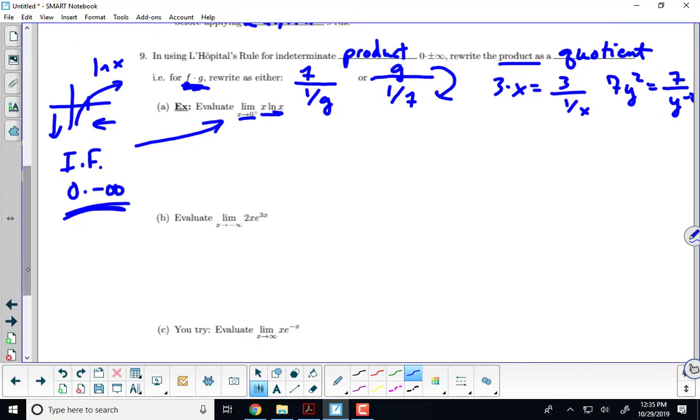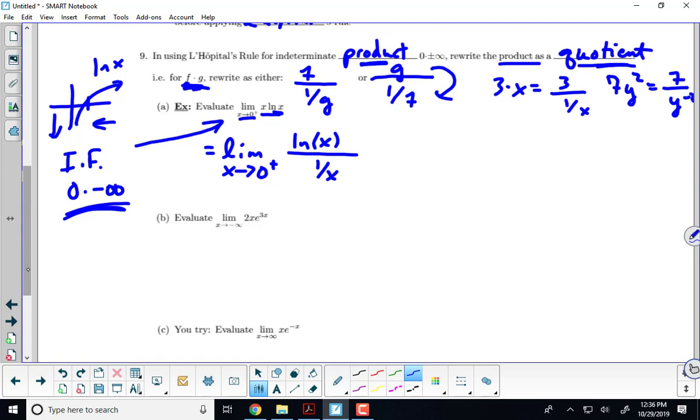So let's see how we're going to tackle this. My rule of thumb is when you have one of these indeterminate products, rewrite it as a quotient. So here we're going to take this limit that has the indeterminate form 0 times negative infinity, and I'm going to go ahead and bring one of these factors below the fraction bar. So I'm going to bring x below the line.